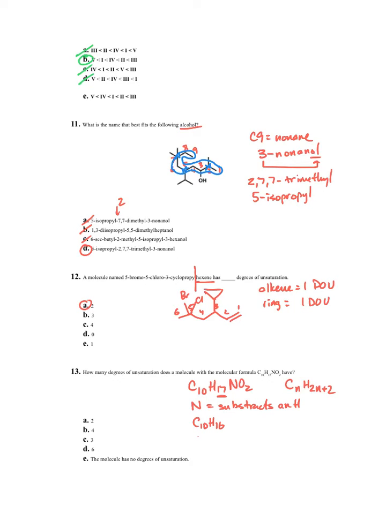So for N equals 10 carbons, we plug that in, C10H 2 times 10 plus 2. So we get H22. We have C10H16. That gives us H6. And we need to divide that by H2. So we're going to get 3 degrees of unsaturation. So this answer is C.